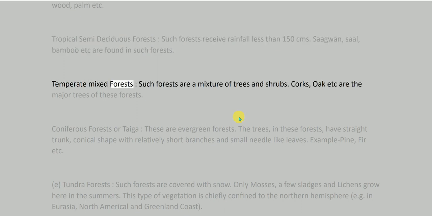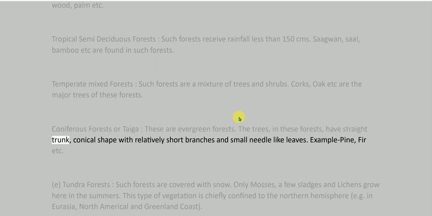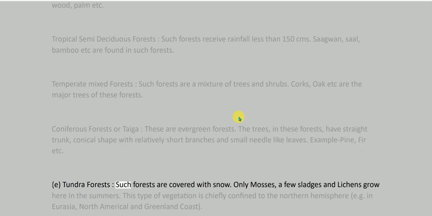Temperate mixed forests. Such forests are a mixture of trees and shrubs. Oaks etc. are the major trees of these forests. Coniferous forests or taiga, these are evergreen forests. The trees in these forests have straight trunks, conical shape with relatively short branches and small needle-like leaves. Example: pine, fir etc.